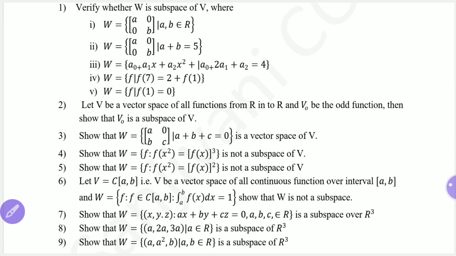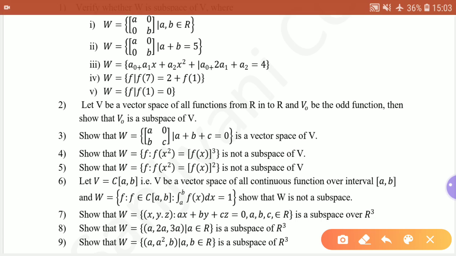So this is a number of examples. Try to do these on your own. In the first question you need to verify whether these 5 sets form a subspace or not, 1 2 3 4 5. Apply the definition of a subspace there. And like the even function case, here the example is of odd functions. Here we have matrices with the condition a plus b plus c equal to 0. Okay, so different problems are there, different conditions are there. Try to apply the definition and show whether they form a subspace or not.